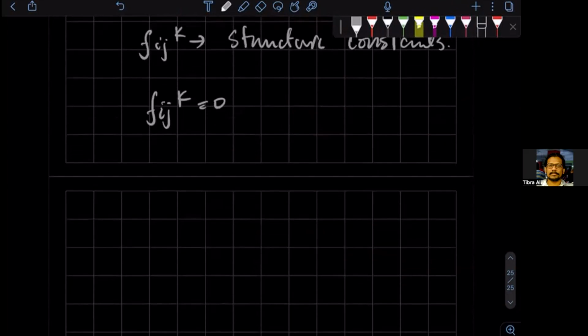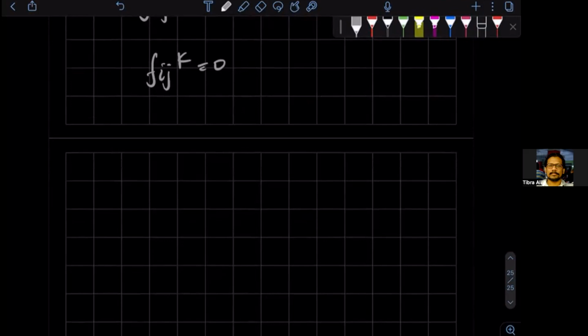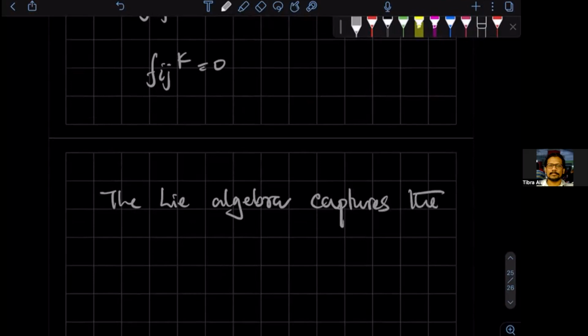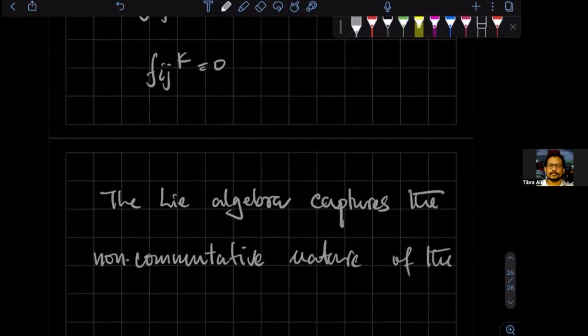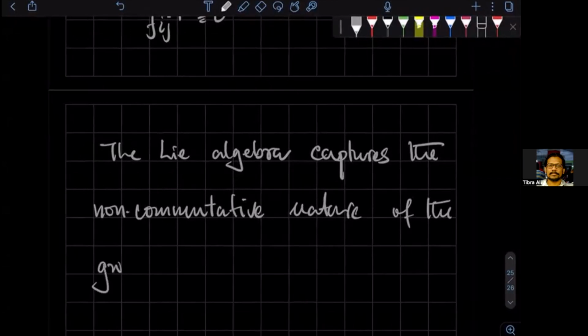So the comment that I wanted to make, of course, I will repeat this next time, is that the Lie algebra captures the non-commutative nature of the group around the identity. Okay. So the Lie algebra captures the non-commutative nature of the group, around the identity.